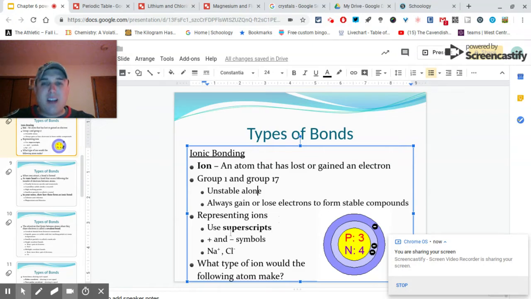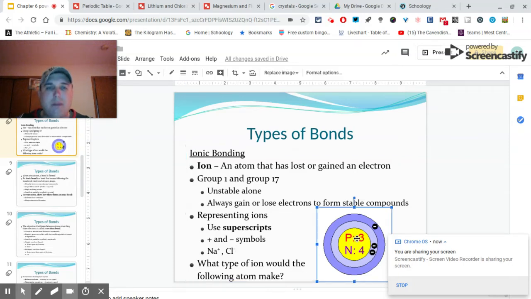To represent an ion, we use what's called a superscript. Opposite of a subscript, it's written above the chemical symbol. So like sodium with a plus, chlorine with a minus, that's an ion. That's how we represent ions. Another example would be magnesium makes a 2+ ion, or a +2. So what type of ion would the following atom make? Well, which atom is this? This is protons 3. Check your periodic table. It is lithium. You got it.